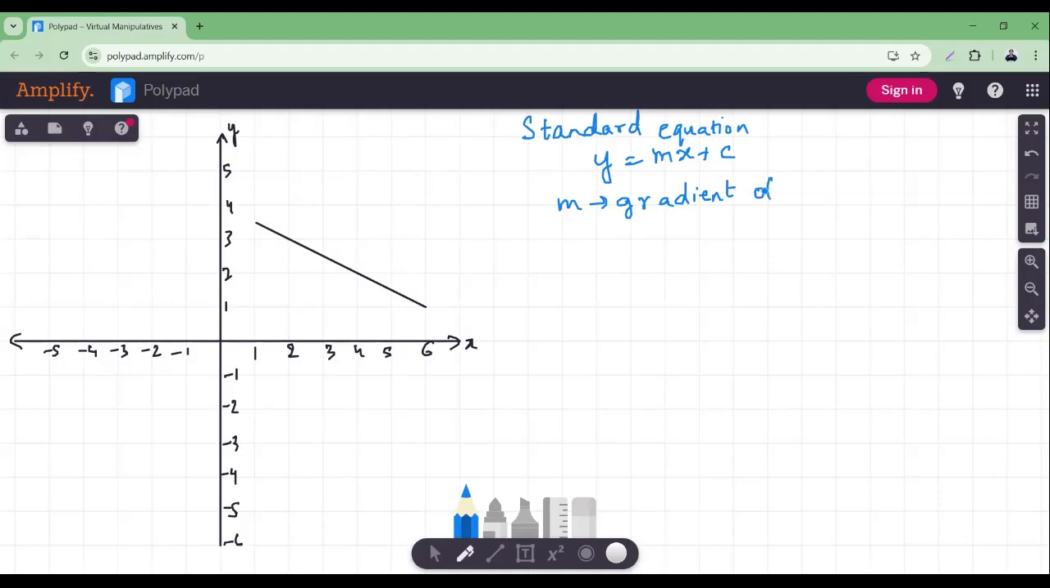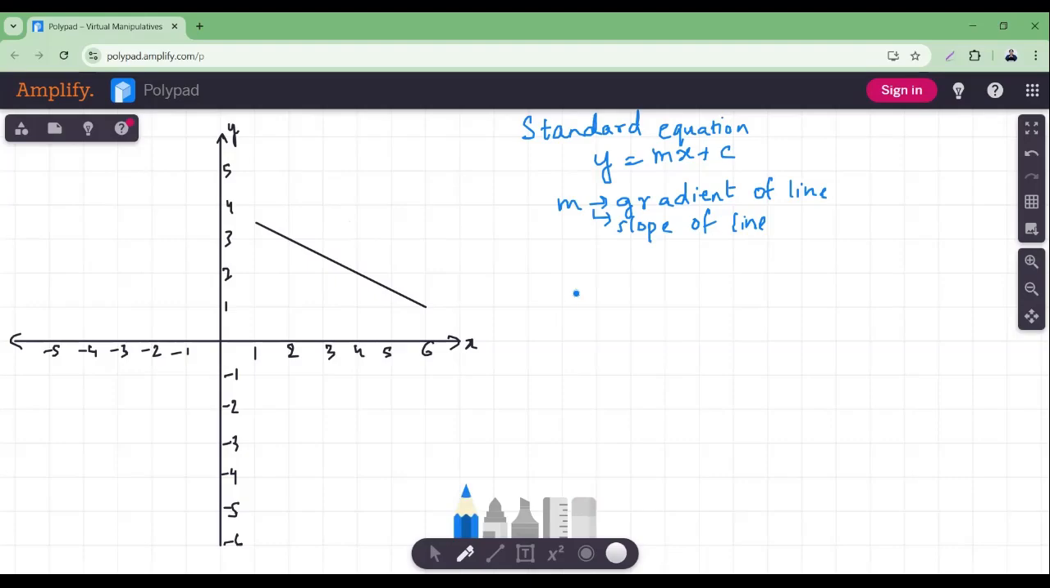Gradient of the line. What is the gradient of the line? It's also called the slope of the line. What is the slope of the line? Slope means how much it is tilted. It is tilted this much. For example, this one is a higher slope because it's almost straight. So how much it is getting tilted, that is called the gradient or the slope.